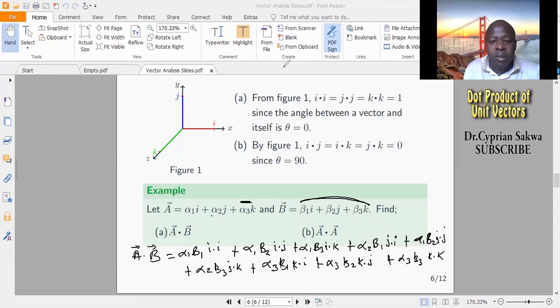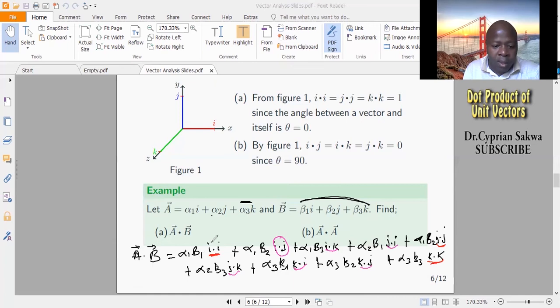Now, which ones go to 0 here? Which ones go to 0? Remember from our previous knowledge that this will give us 1, this will give us 1, and this will give us 1. And also remember that this is 0, this is another 0, this is another 0, this is another 0, this is a 0, and this is a 0.